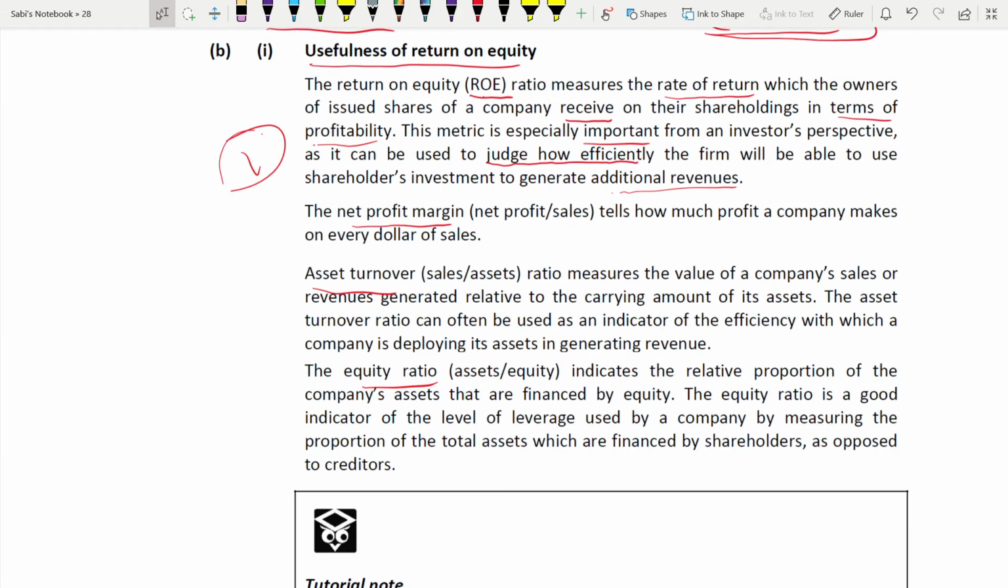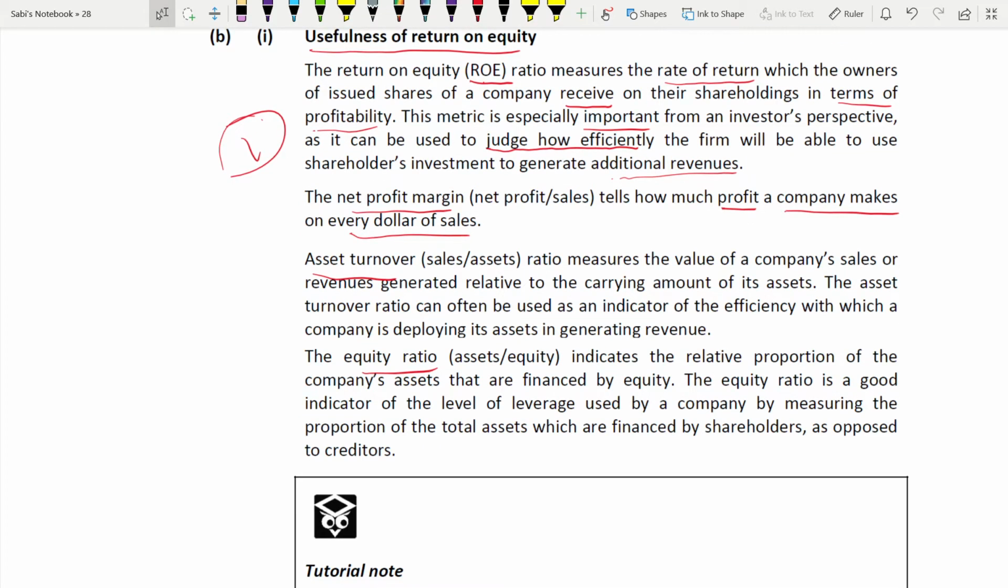Okay. Net profit margin, that means net profit divided by sales. This tells us how much profit a company makes on every dollar of sales. Very easy, right? Isn't it? This is very easy to get marks here because this is something that you know from your previous studies. Asset turnover. This measures the value of the company's sales or revenues generated relative to the carrying amount of its assets. So the asset turnover ratio can often be used as an indicator of the efficiency with which a company is deploying its assets in generating revenue. How efficiently they are using their assets to generate revenue.